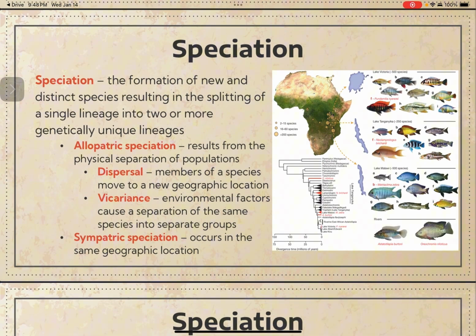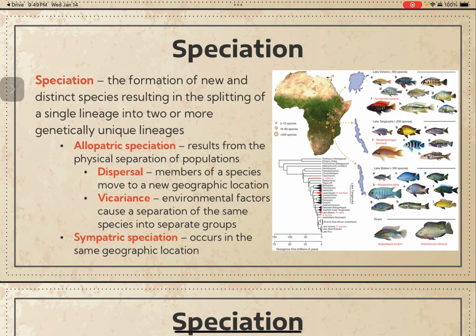Now, speciation. Speciation is the formation of new and distinct species, resulting in the splitting of a single lineage into two or more genetically unique lineages. There are a few different ways that this can happen. We have allopatric speciation, which is the result of a physical separation of populations. In the example with our fish on the right, all three of these lakes, Lake Victoria, Lake Tanganyika, and Lake Malawi, used to be one whole lake.